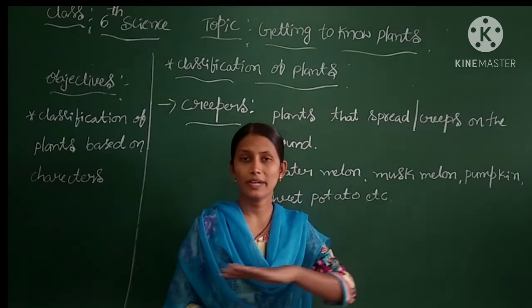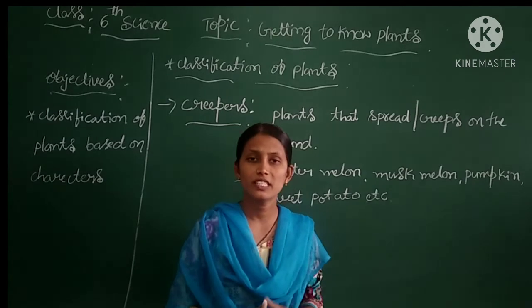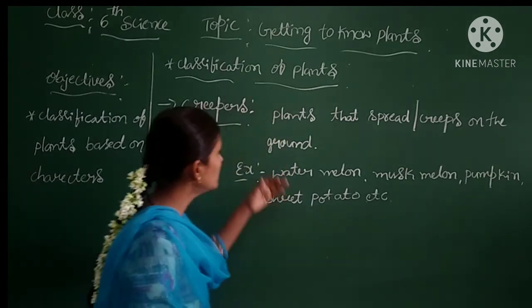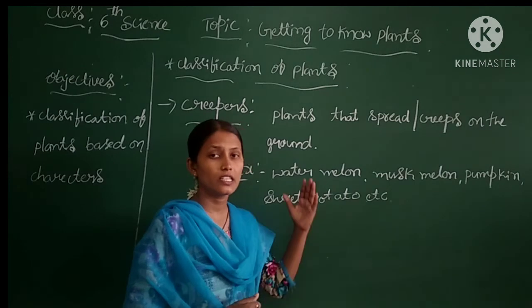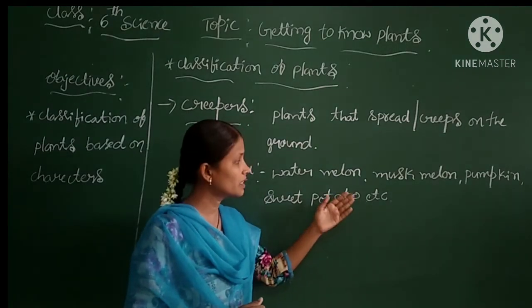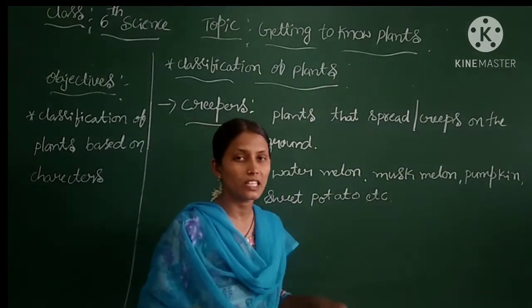They can be spread on the ground or they can creep on the ground. So these types of plants we are calling creepers. What are the examples? You might have seen watermelon, muskmelon, pumpkin, sweet potato. They will be spread on the ground.